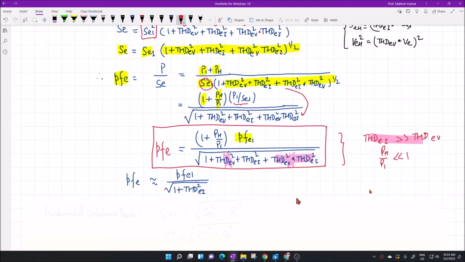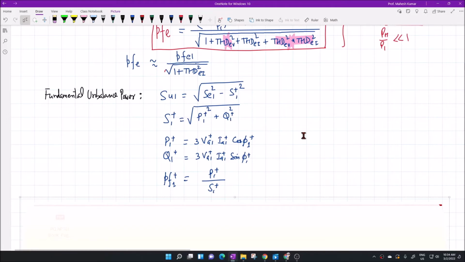So now you know the vector, arithmetic, and effective apparent power, and how to compute them. We can take one example to find out these values. In the previous class we defined the unbalanced power as SU, so SU was SE square minus S plus square. This is called fundamental apparent power. The same expression holds for the fundamental, that is SU1 equals SE1 square minus S1 plus square.